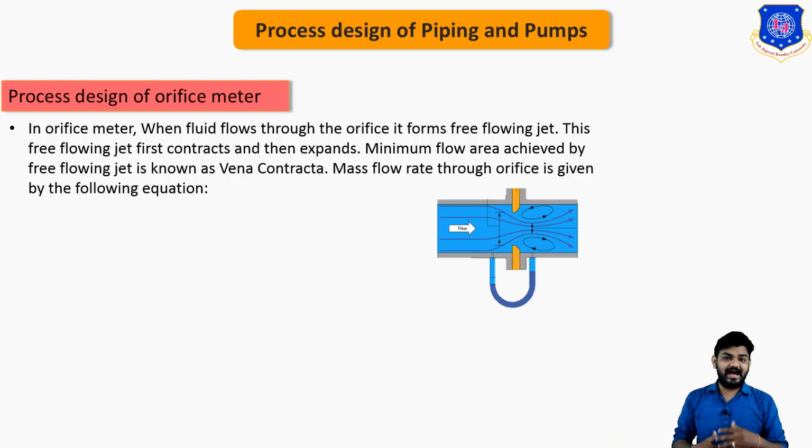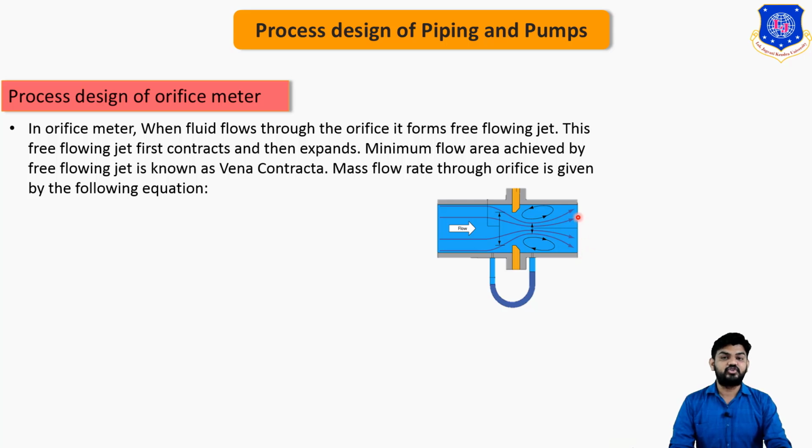That means we are creating resistance by means of such an obstacle. You can see here this yellow line is nothing but an obstacle in the flow area, right? So we are achieving a free flowing jet, as you can see here, because of this obstacle offered in the orifice. This free flowing jet first contracts and then it expands. You can see in this particular segment, here the flow is contracted, and then it expands again, right?